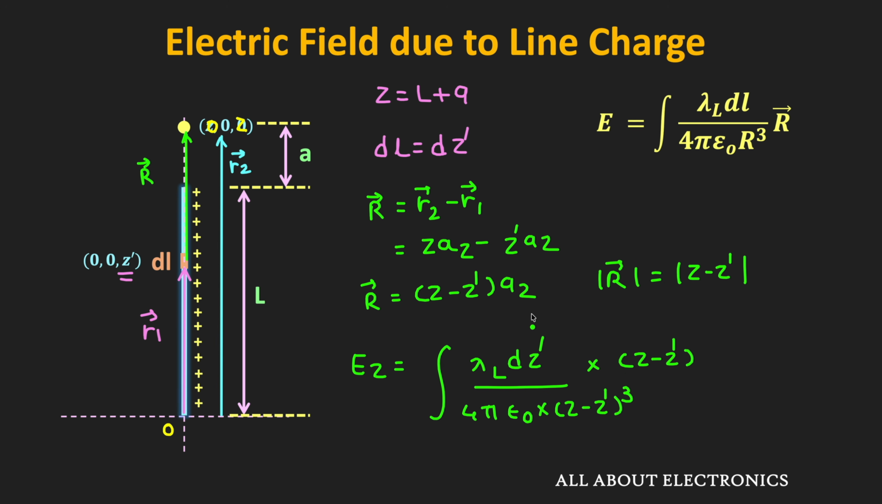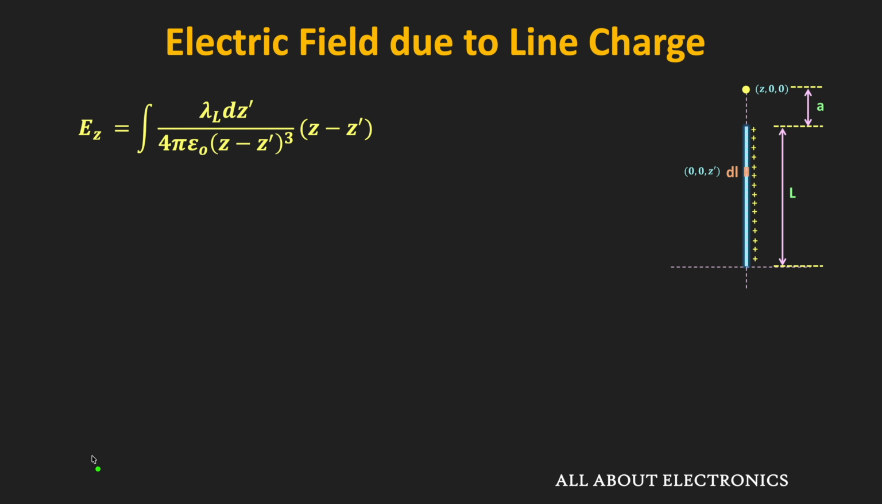So of course, it will also have the unit vector az, but since we are finding the component Ez, we are not writing it explicitly. So now, let us further simplify this expression. In this expression, our integration limits will be from z1 to z2, where z1 is the origin point and z2 is equal to L. That means here, our integration limits will be from 0 to L.